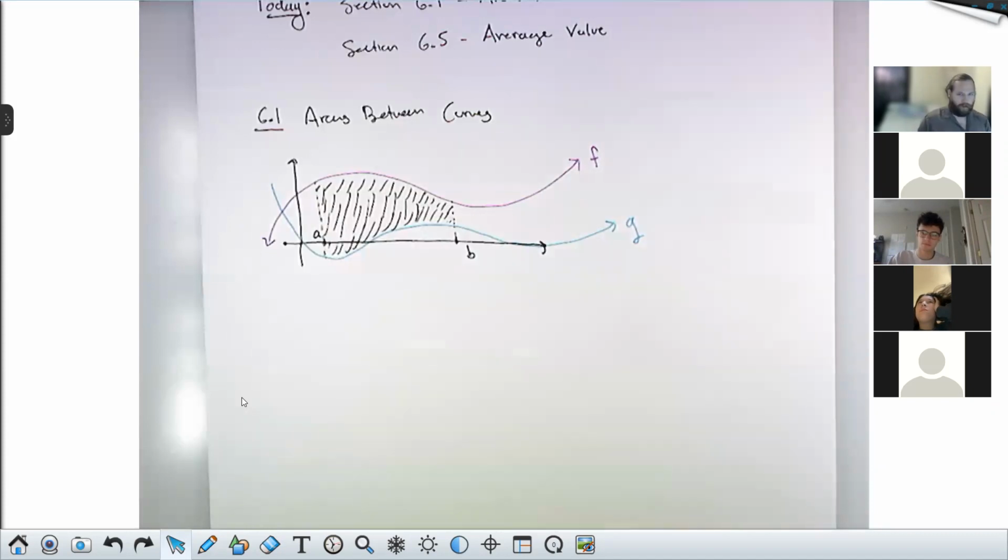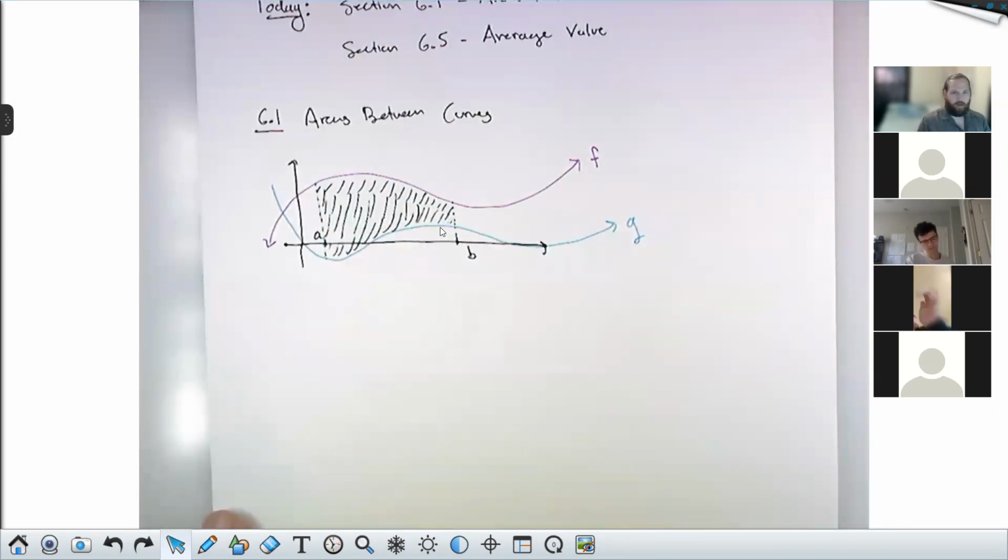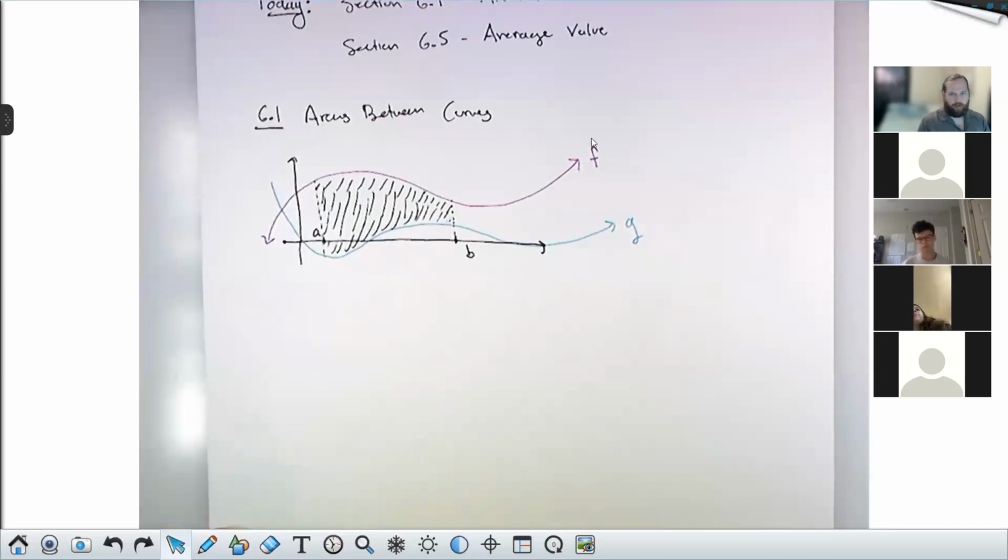So the idea here is that I want to find the area of this black shaded region that is between the purple curve and the blue curve. We know if we were to integrate just the function f from a to b, that would give me the area bounded between f and the x-axis. And we know if we were to integrate g from a to b, that would give me the area bounded by g and the x-axis, with anything below the x-axis being measured as negative. So if you were to take the area under f and then subtract the area under g, that would give you the area between the two curves.